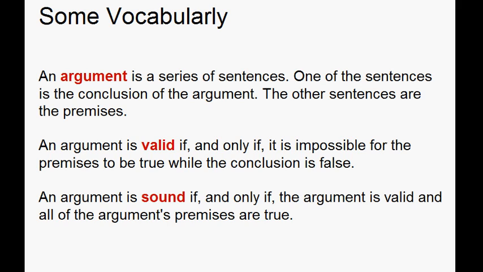One is validity. An argument is valid just in case it's impossible for the premises to be true while the conclusion is false. And then soundness is the other property we're interested in. An argument is sound just in case it's valid and all of the premises are true. So let's just do a quick example.